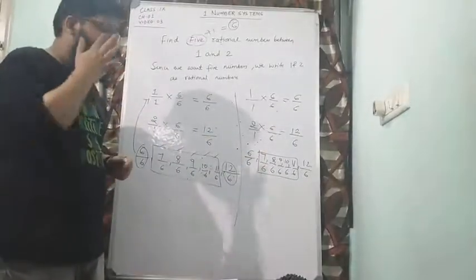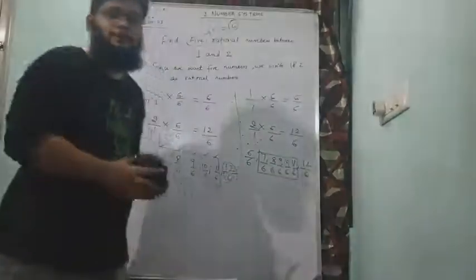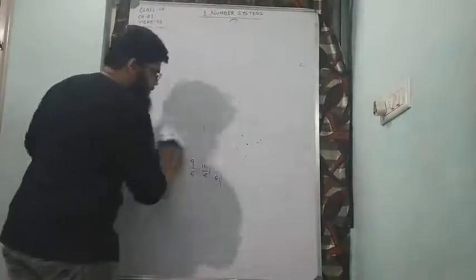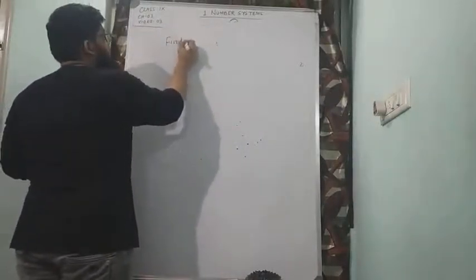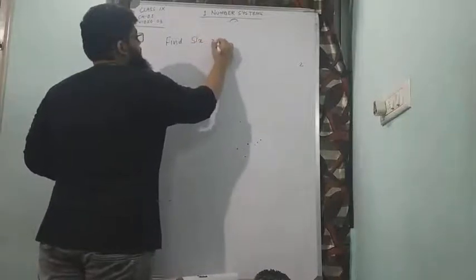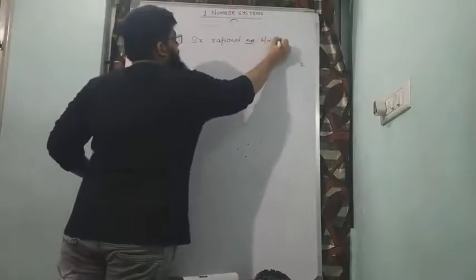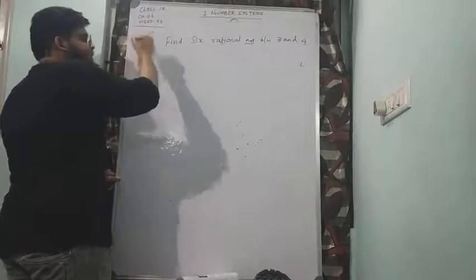I hope you have understood. Please ask me on WhatsApp and let me know how I can help you if you have not understood. So your homework is going to be very simple. Instead of 1 and 2, I will tell you, find 6 rational numbers between 3 and 4. This is going to be your homework. Try to send me the answers.